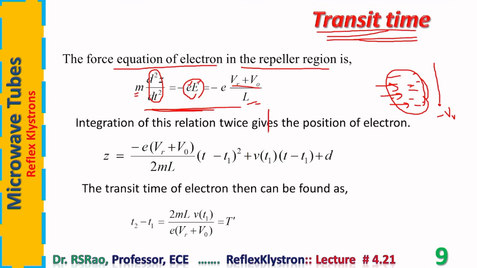Now this equation can be solved to find z. Here z indicates position of the electron in the repeller region at an instant t. From this equation, the transit time in the repeller region can be determined. T2 minus T1 is usually indicated by T prime. It can be found equal to 2mLv by e(VR plus V0). m is mass of the electron, L is length of the repeller region, v stands for velocity of the electron at instant T1, e is charge on the electron, VR is repeller voltage, V0 is accelerating voltage. So T prime is transit time in the repeller region. It is given by this formula.